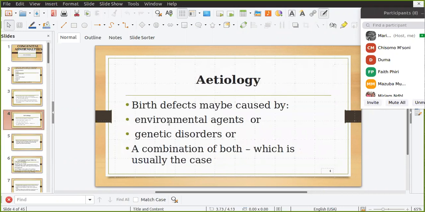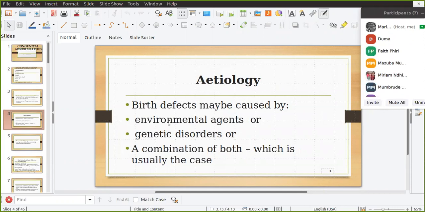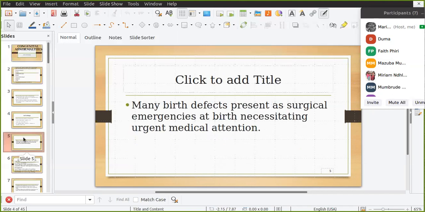So let us look at the etiology. When you talk about etiology, we're talking about the cause. These birth abnormalities or birth defects can be caused by a combination of genetic disorders and environmental agents. These brought together bring about congenital abnormalities. Most of these birth defects are emergencies which may require urgent surgical intervention in these babies.